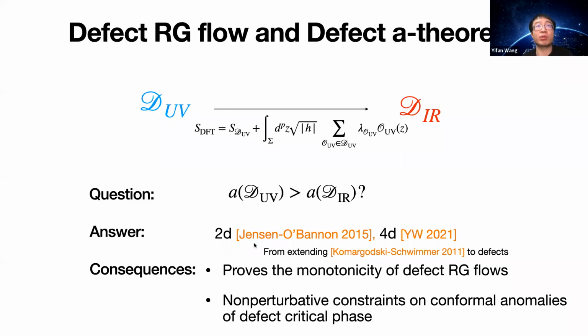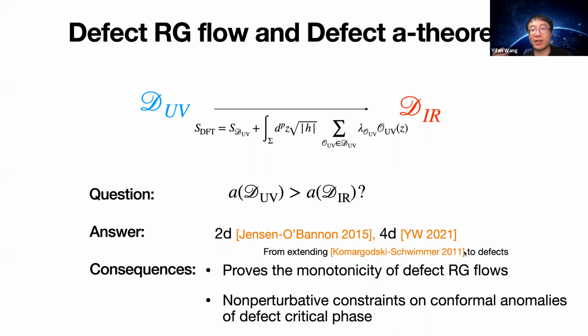In 2 dimensions, it was proven by this gentleman in 2015. And it was proven in 4 dimensions by my work that appeared last night, by extending the previous work from Komargodski and Schwimmer in 2011 that applies to 4D QFTs. Okay. But the consequence is interesting. Apart from showing that defect RG flows are monotonic, it also gives a nonperturbative diagnostic on possible IR phases of defect RG flow.